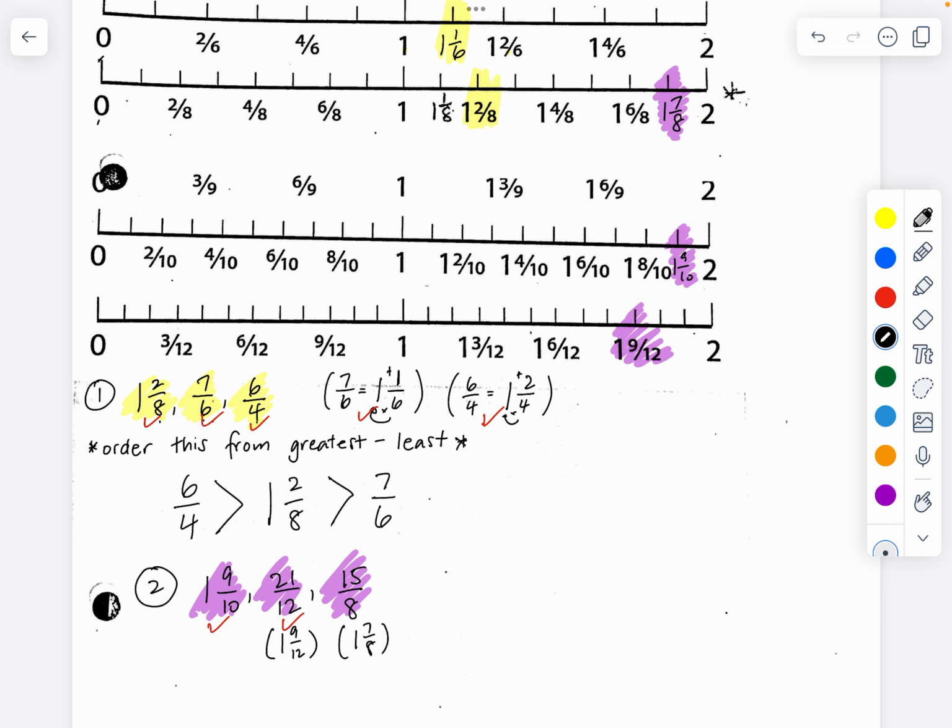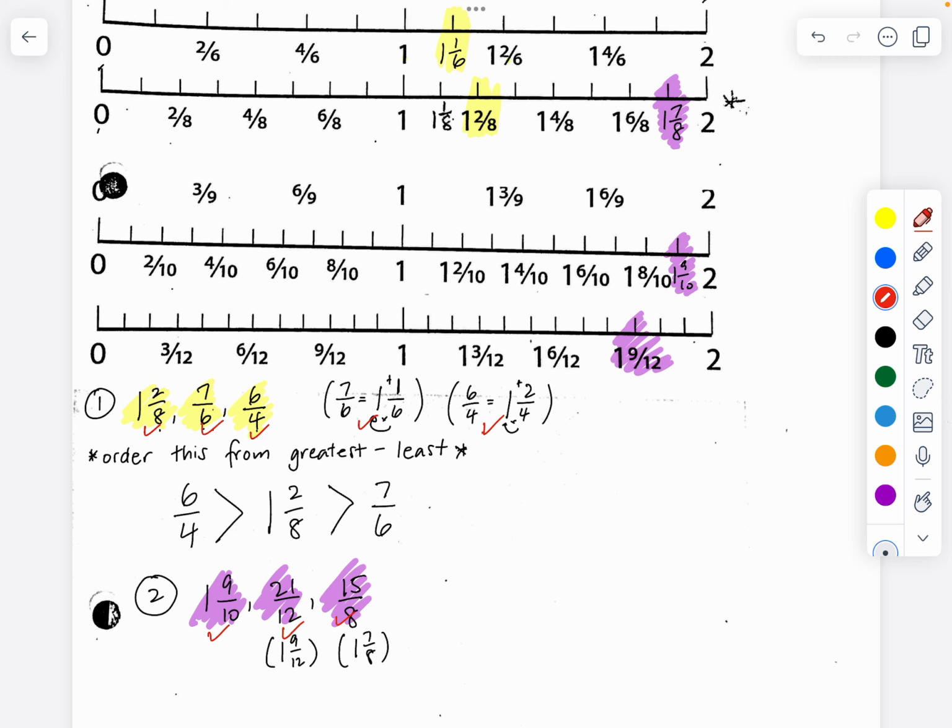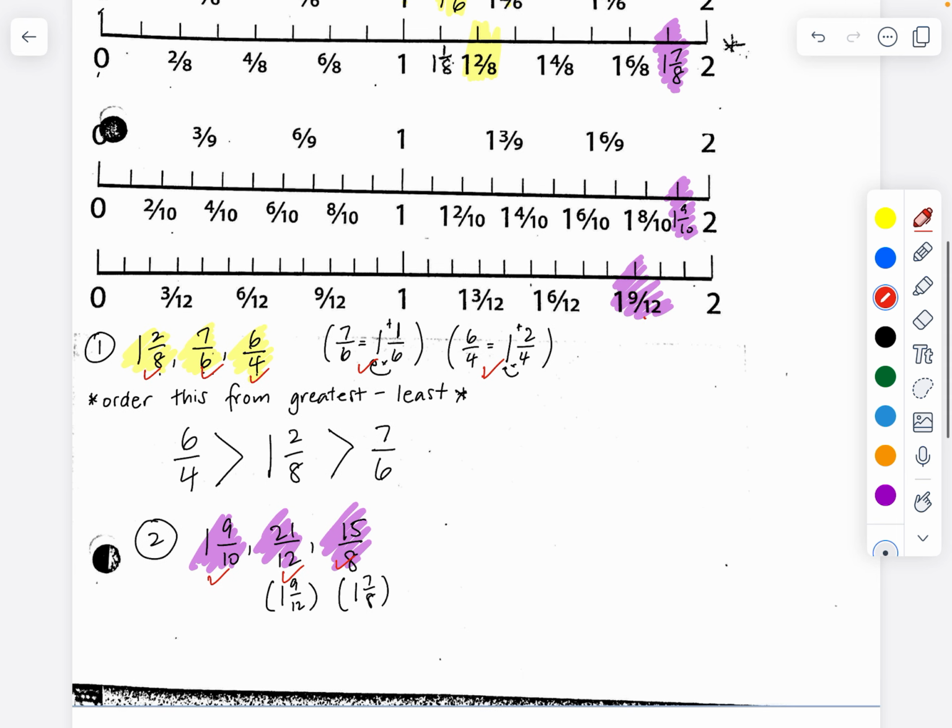Again, you can easily see from here which one is the greatest. Again, which one is closest to 2? So you kind of have to look really carefully here. It looks like 1 9/10 is the biggest, and then it's 1 7/8, and then it's 1 9/12. But again, we go back to the original way it was reported. So when we reorder this from greatest to least, we know the biggest is 1 9/10, which is bigger than 1 7/8, so 15/8. And then we know the least is going to be 21/12 or 1 9/12. Okay, so that's your answer there.